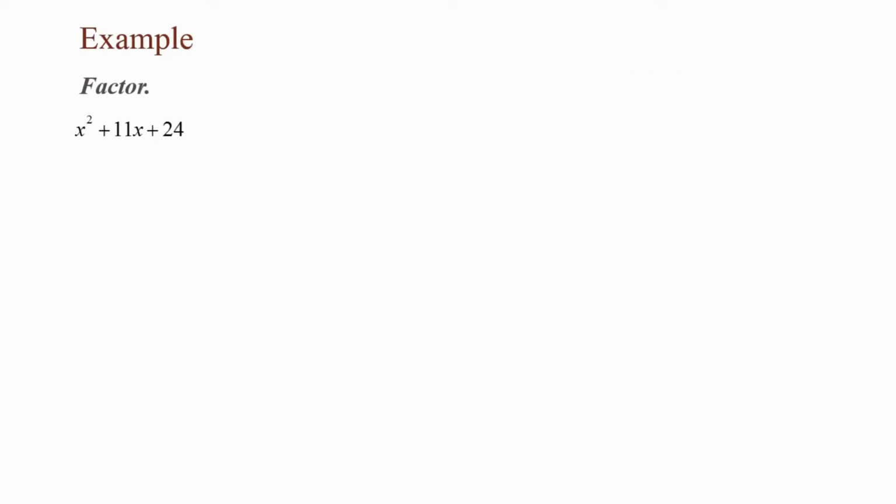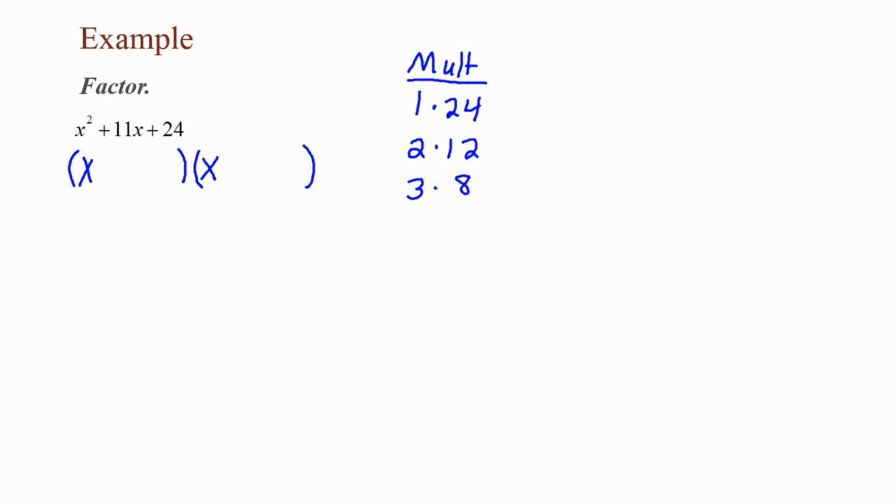In this example, factor x squared plus 11x plus 24. So we know we're going to have our two parentheses, and we know we're going to have x times x is x squared. So the hard part is 24. To multiply to be 24, I can use 1 and 24, 2 and 12, 3 and 8, or 4 and 6. They also have to add to be 11.